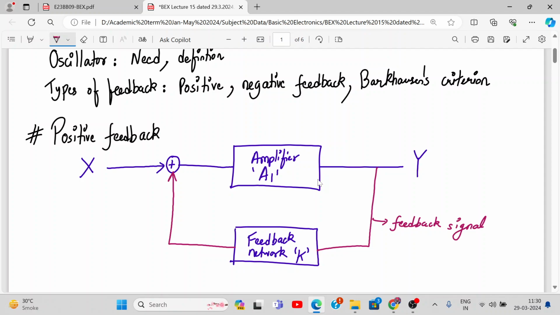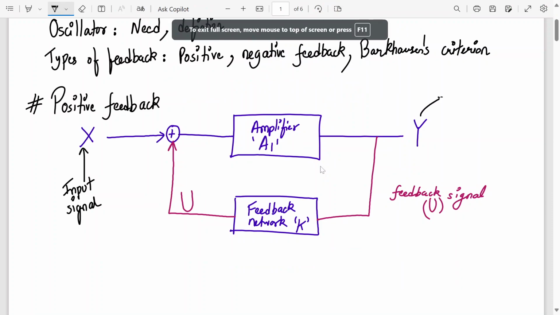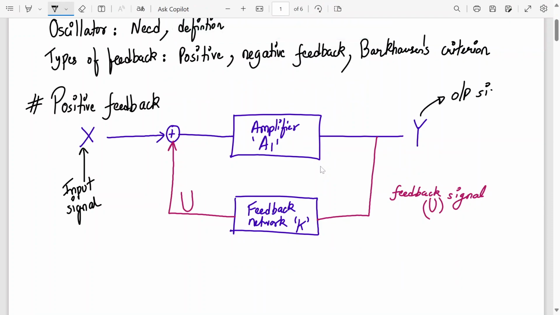Let's say that the output of the feedback network is denoted by U. This is my feedback signal actually. U is my feedback signal. Alright, now this is my input signal, this is my output signal. I think we have written all this last time. This is my feedback signal.